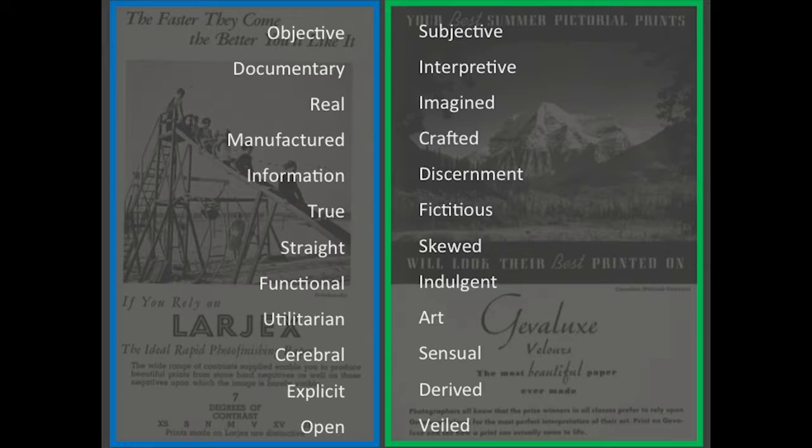And this is not like any sort of orthodoxy here. I mean, you can make up your own. So objective, for objective purposes, to convey information, versus subjective, to convey a high level of discernment. This is for straight photography. This is more skewed. This is functional. This is indulgent. This is utilitarian.